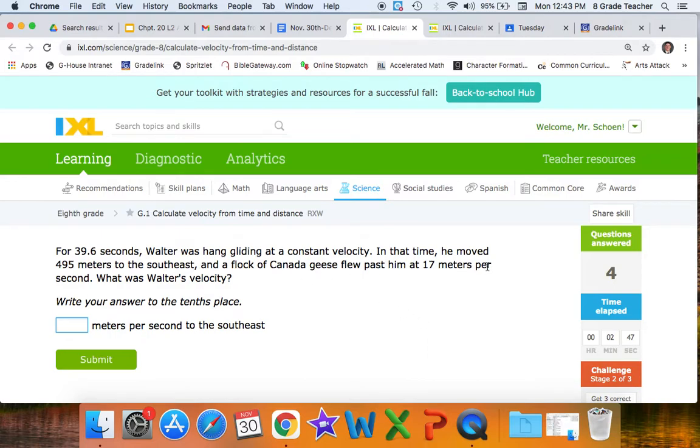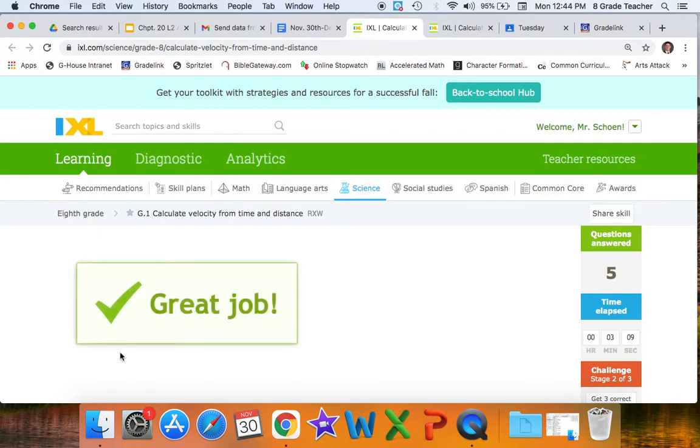Now they're talking about the geese here as another way to throw you off, giving you this second piece of information that you don't need. Here you're looking at meters per second. It says what was Walter's velocity, so how far did he move and how long did it take him to move? In this case, you've got 495 divided by 39.6 because we're looking for meters per second. He was traveling at 12.5 meters per second.